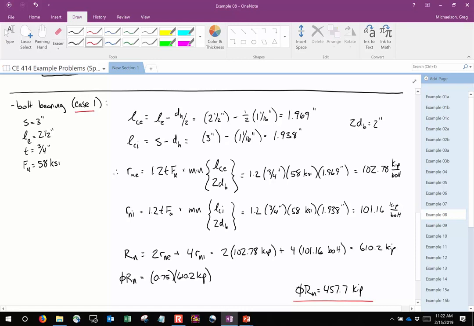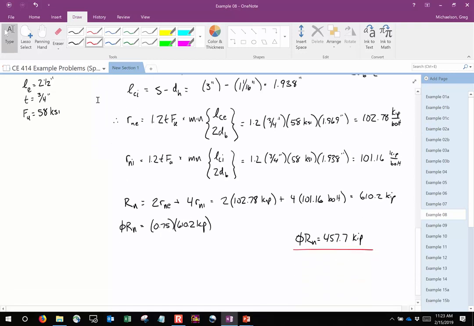This is the bolt bearing capacity for case one, okay? What about case two? We have a whole other series of plates. So don't worry, I'm not going to make you do all this again, even though you'd have to do it on a homework assignment. I'm not going to do it in class.